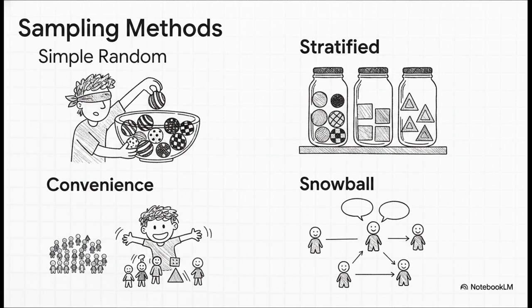On the flip side, we have non-probability methods. Convenience sampling is exactly what it sounds like, just grabbing whoever's readily available. It's fast, sure, but highly prone to bias. And then there's snowball sampling, which is actually fascinating. You use this when subjects are hard to find, so you basically ask your current participants to recruit their friends or colleagues into the study.